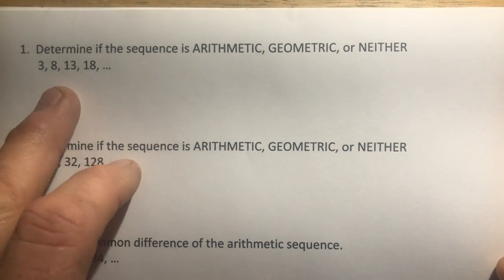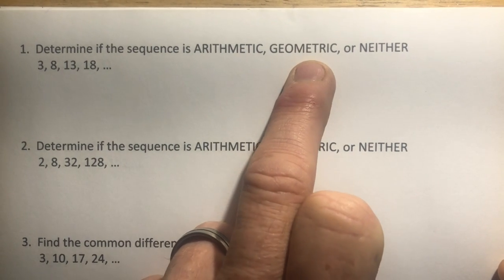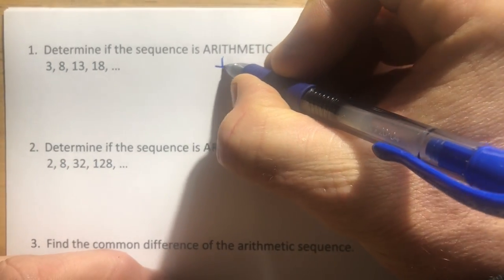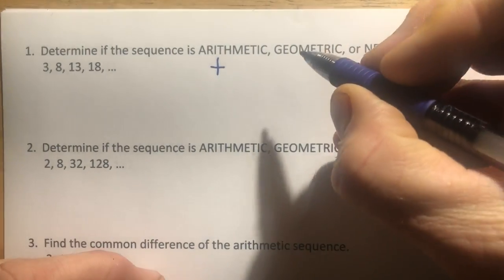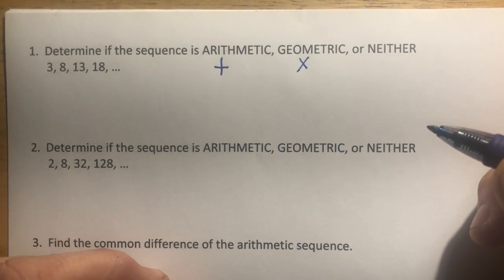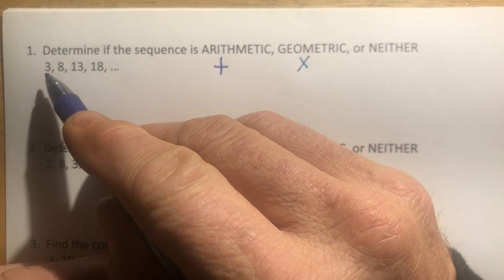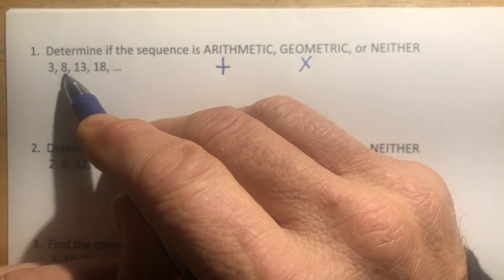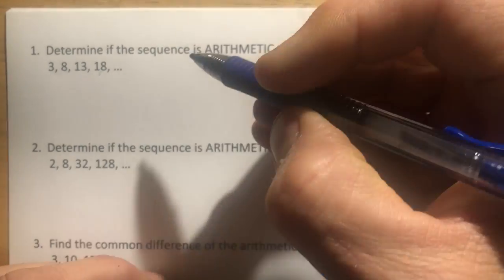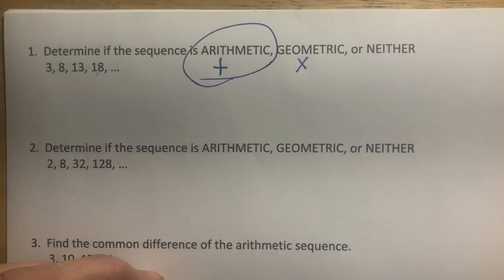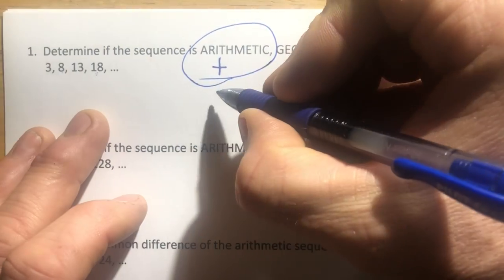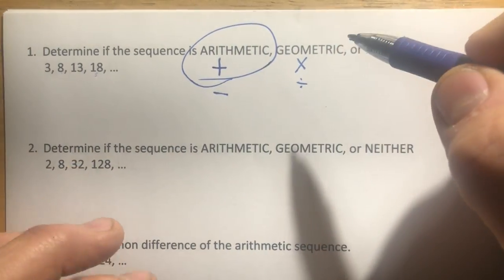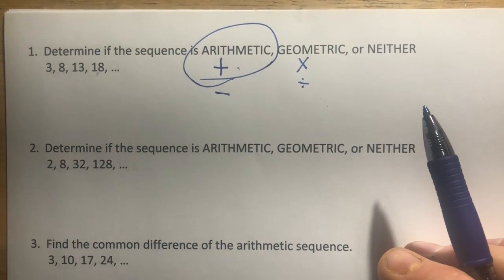All right, so number 1 here, determine if the sequence is arithmetic, geometric, or neither. Now, if it's arithmetic, it's adding by some number every time. If it's geometric, it's multiplying by a number every time. All right, so on this 3, 8, this looks like it adds 5 every time. 3 plus 5 is 8, 8 plus 5 is 13, 13 plus 5 is 18. It's adding every time, so this is arithmetic because it's adding. Now it could subtract, and over here, this could divide, but mainly it's adding and multiplying. So that's what arithmetic is.